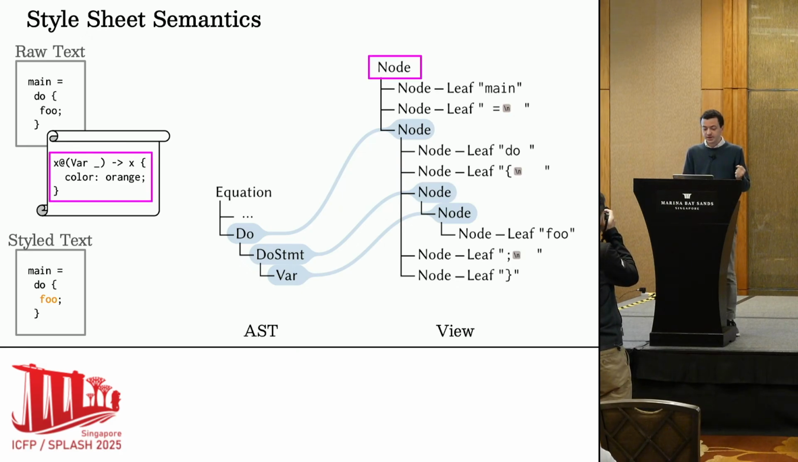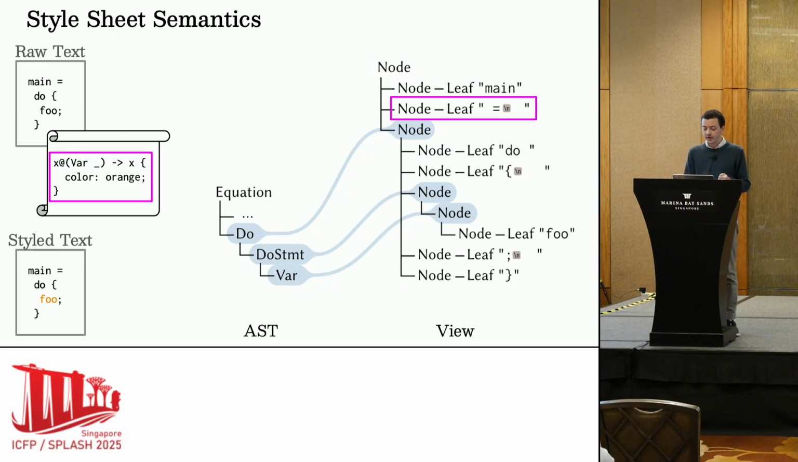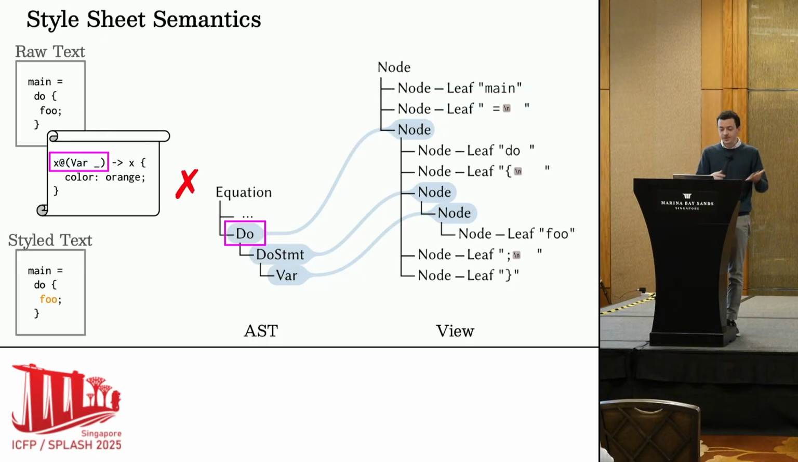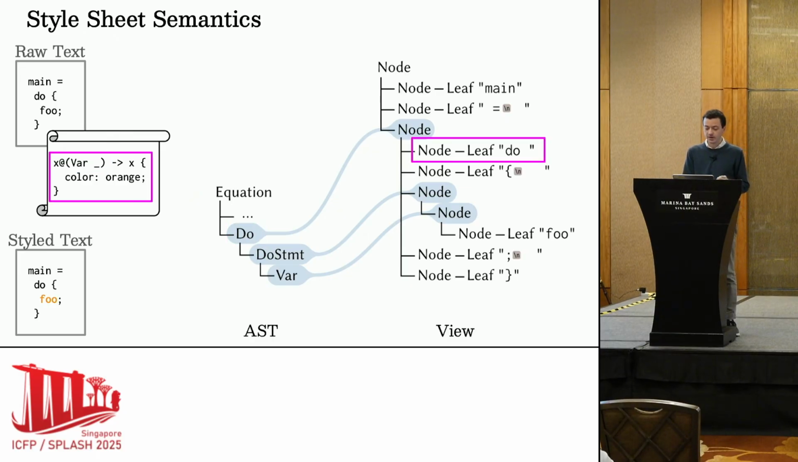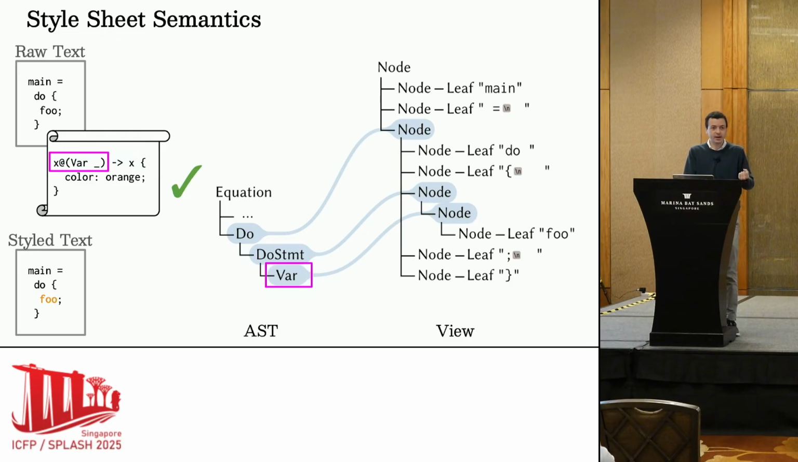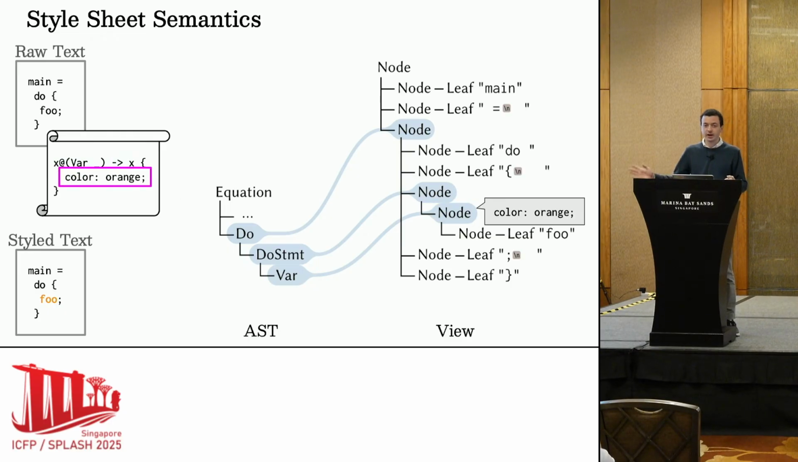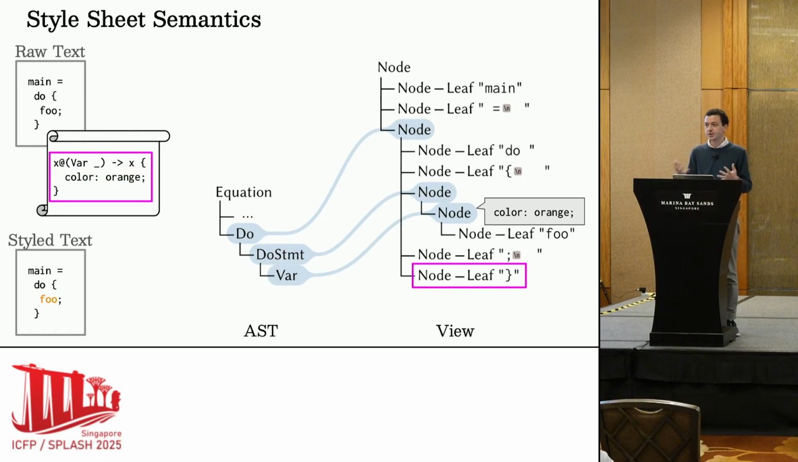And our process for evaluating the style sheets is simple. We just traverse down the view tree and follow these paths. And some of these paths will match values in the style sheet. So this one doesn't match because do is not var. But we can continue to traverse down. And eventually we find a var which does match. And when we do find a match, we just take those properties and apply them to the corresponding node in the view. And that's how style sheet evaluation works. We do this for every rule in the style sheet.